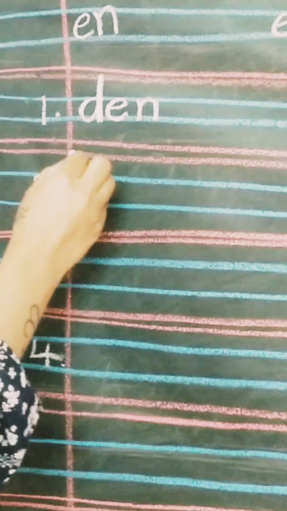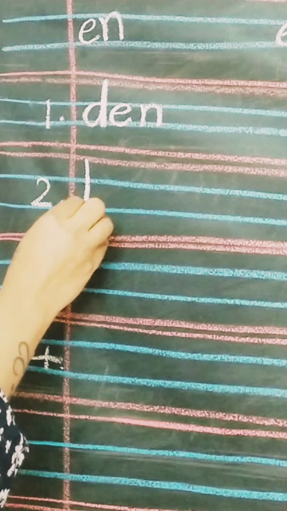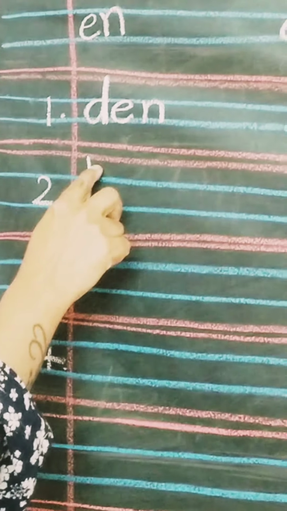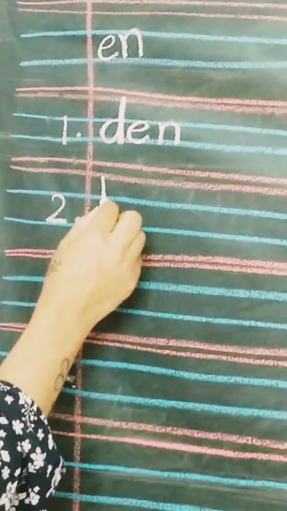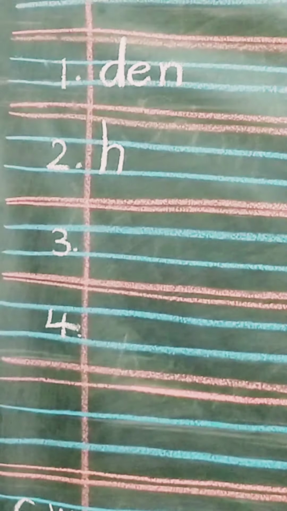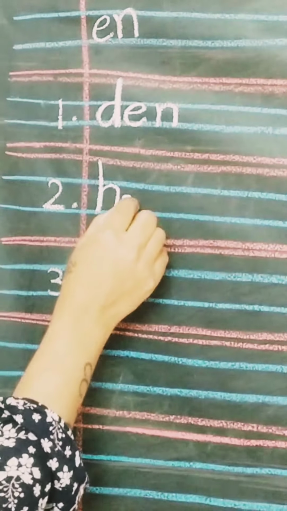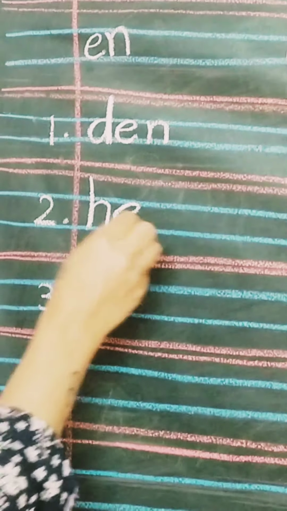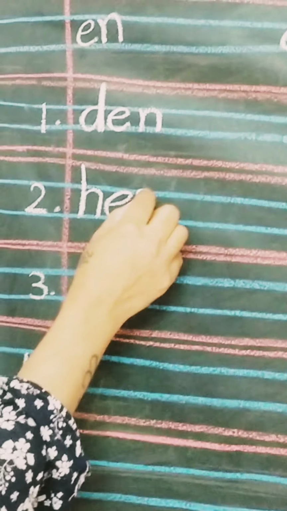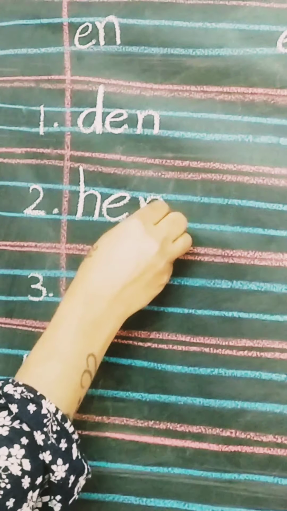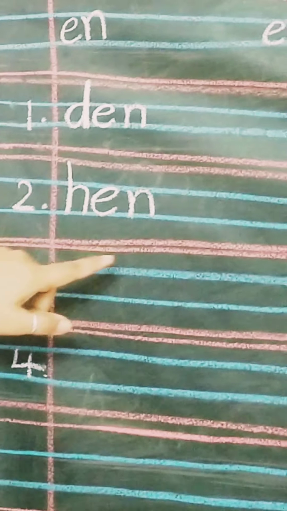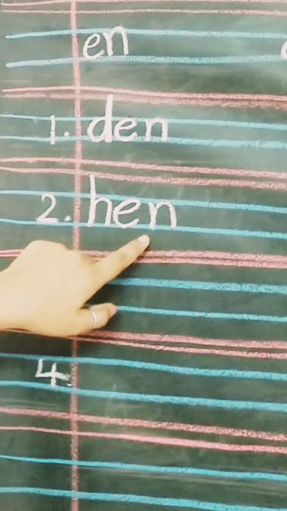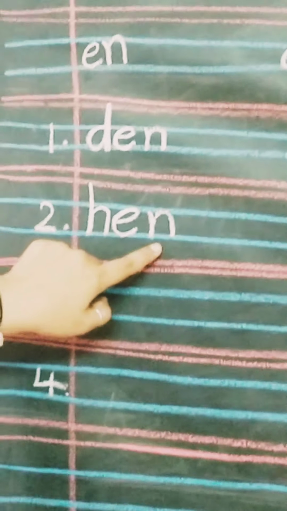Now, number 2, lowercase letter H. So, first, red, blue, blue standing line. Blue to blue, cow. Lowercase letter E, blue to blue line. And lowercase letter N, blue to blue line. H, E, N, H, A, N, hen.